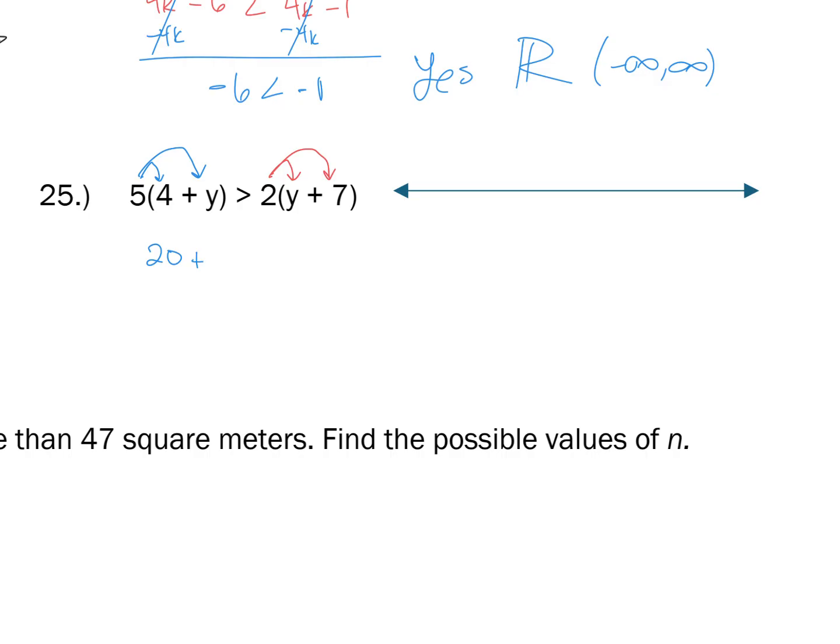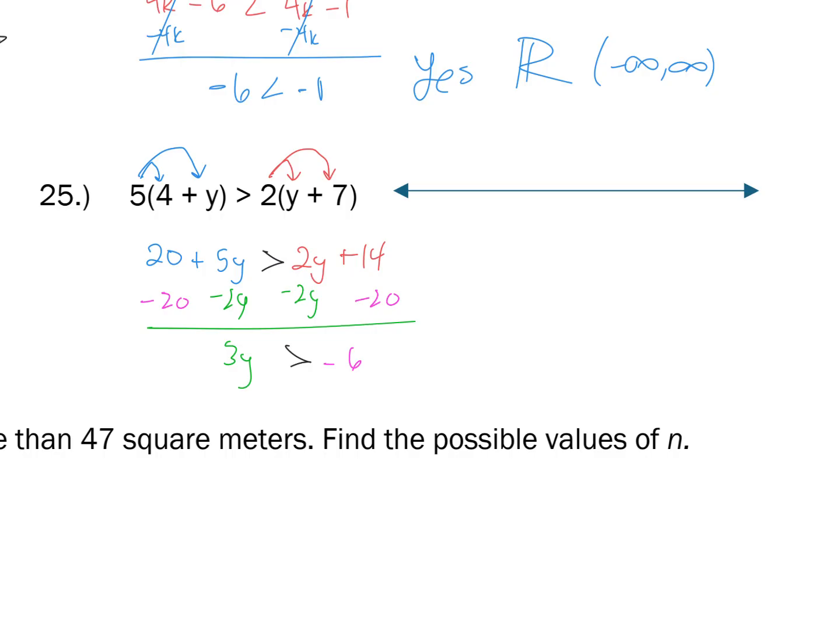5 times 4 is 20. 5 times y is 5y. 2 times y is 2y. 2 times 7 is 14. And now I'm going to subtract 2y, and I get 3y. I'm going to subtract 20, and I get negative 6.